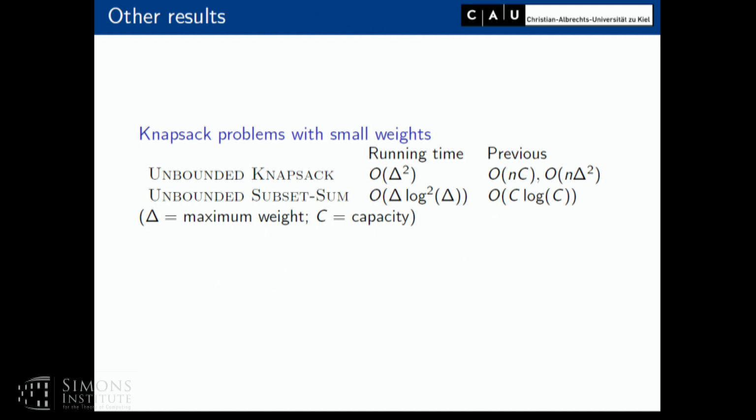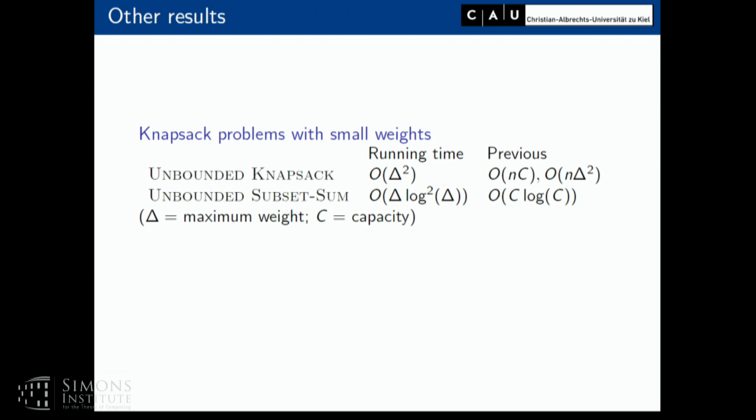The other results I will discuss later in detail. We looked at the unbounded version of the knapsack or subset sum problem, where the parameter is the maximum weight of the items, and C is the capacity of the knapsack. If you look at the literature, that was the previous result. Either the capacity goes inside, and that was improved to delta squared times n. And unbounded was a bit better.